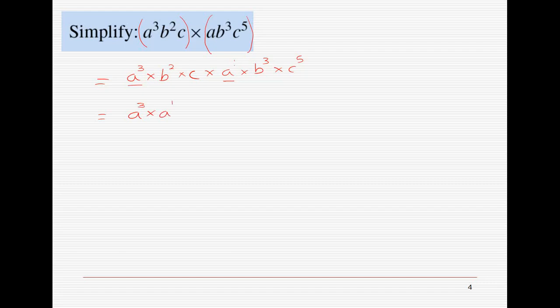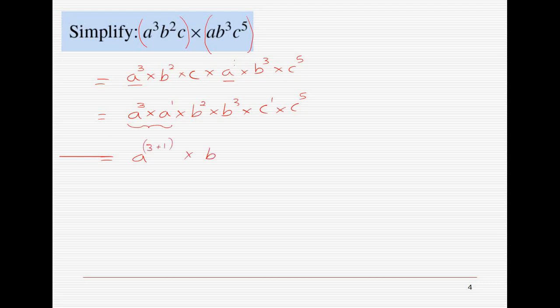Then we have b to the power 2 and a b to the power 3. So b to the power 2 times b to the power 3 together times c to the power 1 and another c to the power 5. Right. Now let's take the a's first. So a to the power, same base, two indexes to be added because it's multiplying. So 3 plus 1.